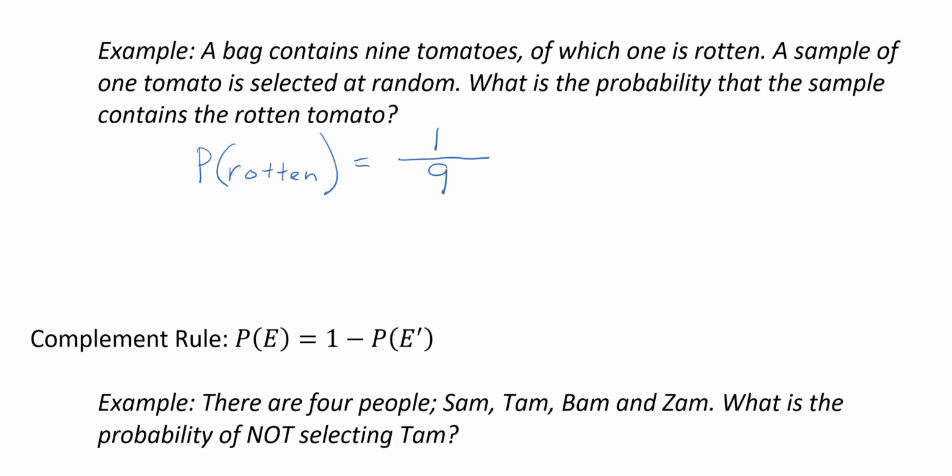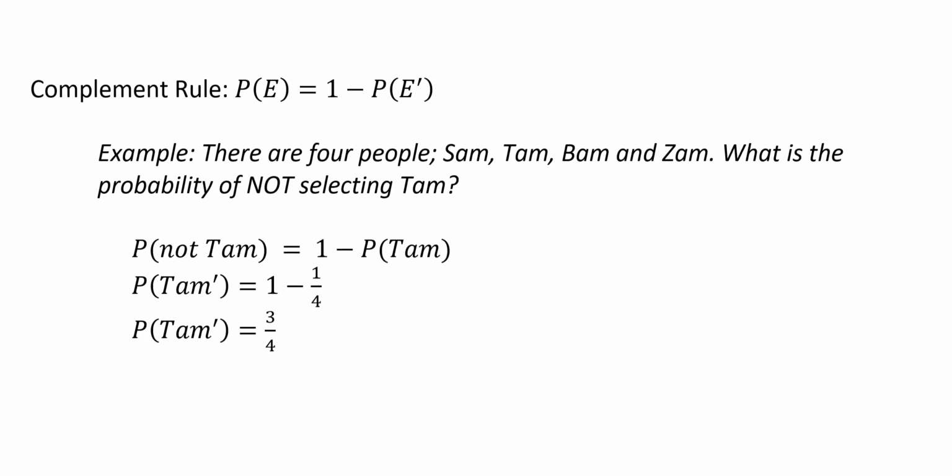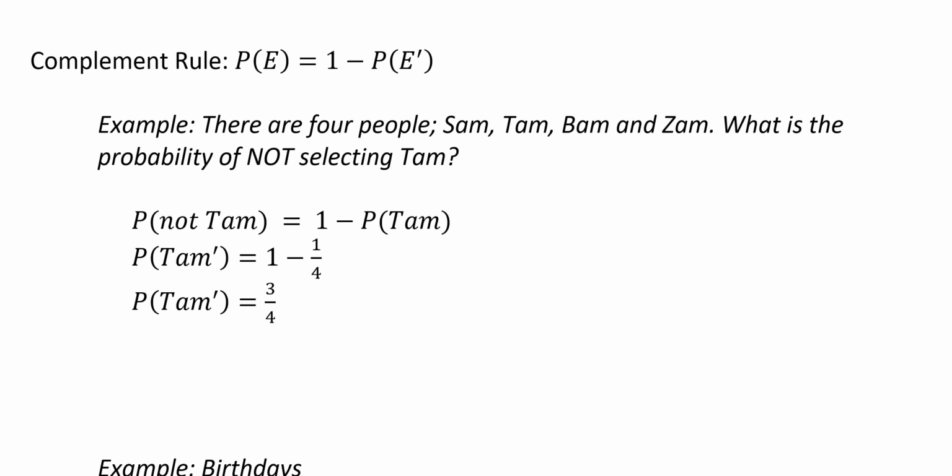Let's take a look at a case where a complement rule is needed. The complement rule says if I'm looking for an event, then the probability of that event is equal to 1 minus P of the complement. So if I want the probability of E, it equals 1 minus the probability of the complement of E. Okay, let's take a look at this first example.